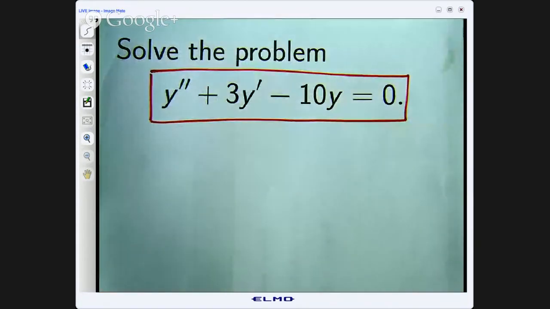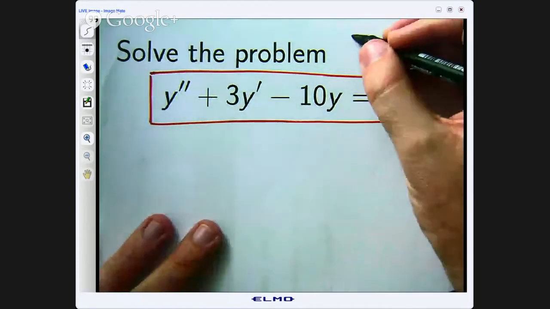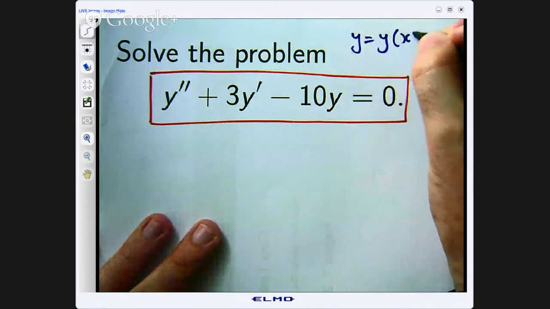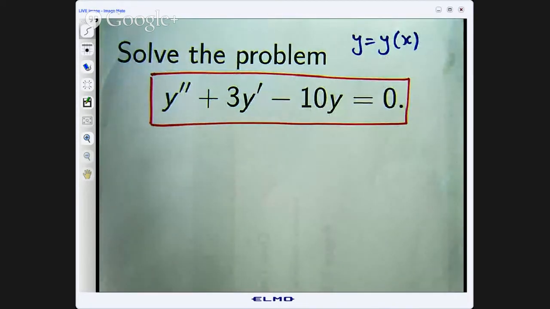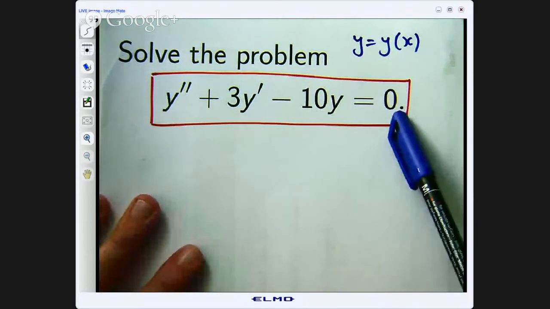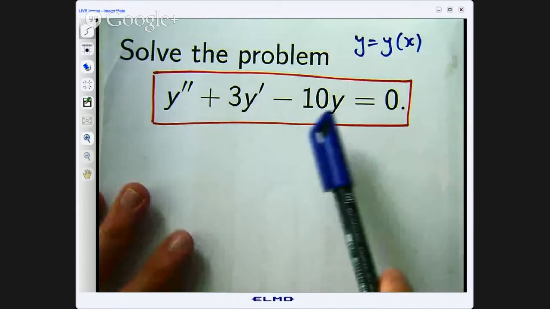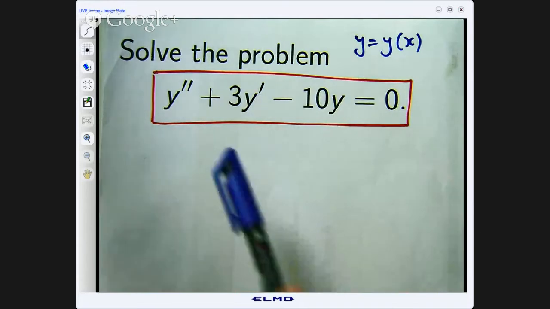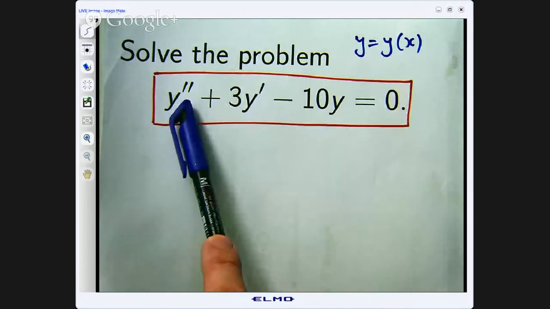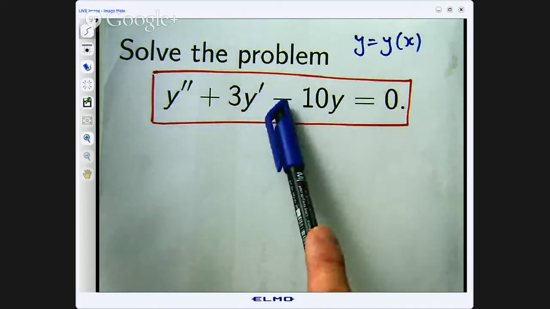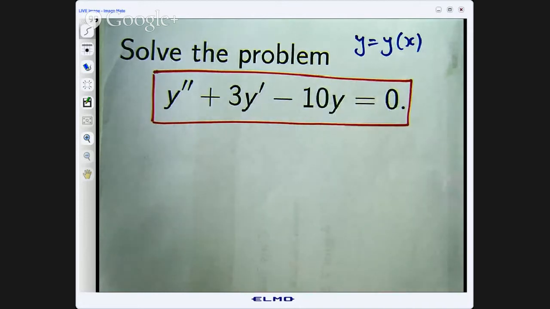Now, the dashes mean derivatives. If, let's say, y is a function of x, then y dash would mean dy/dx in this case. So this equation here is known as a differential equation. Like any equation, what we want to do is solve it for the unknown thing. In this case, the unknown thing is an unknown function, such that the second derivative of the function plus 3 times the first derivative minus 10 times the function all cancels out to give 0.